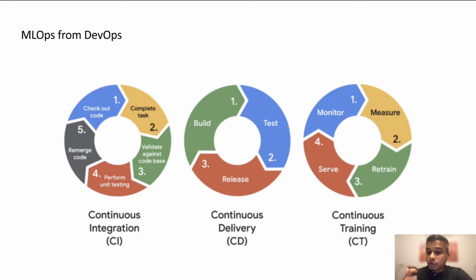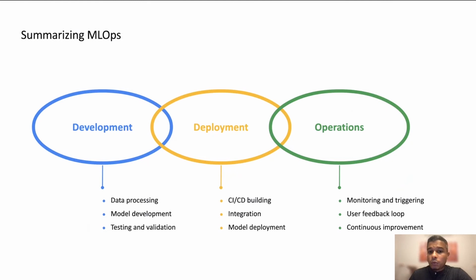MLOps also signifies monitoring, measuring, retraining, and serving the model, where you continuously improve on the training so that you get a better feedback loop into your model. To summarize, what we do in MLOps is development, deployment, and operations: the data processing, model deployment, model development, testing, and validation, the CI/CD part of it. I told you a recap of the DevOps cycle: the integration, the deployment, the monitoring and testing, and the entire feedback loop aspect of things.